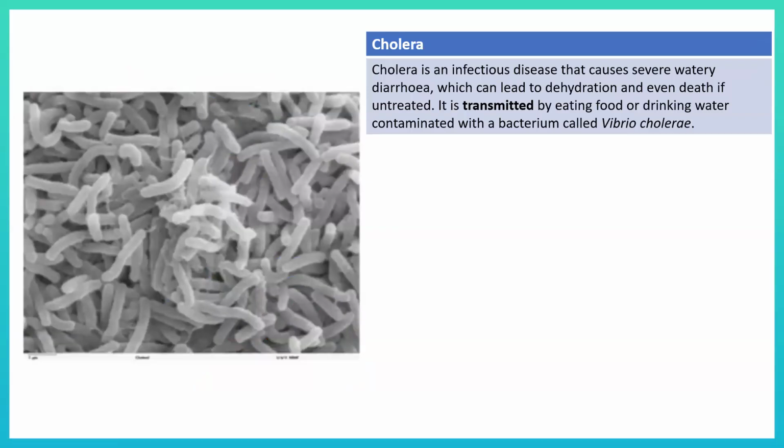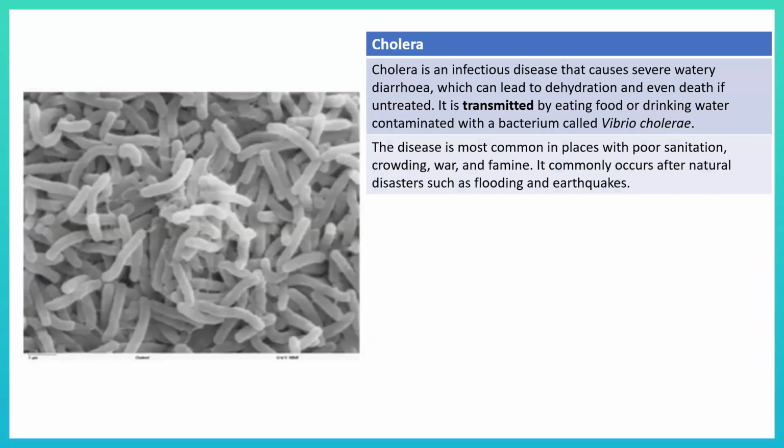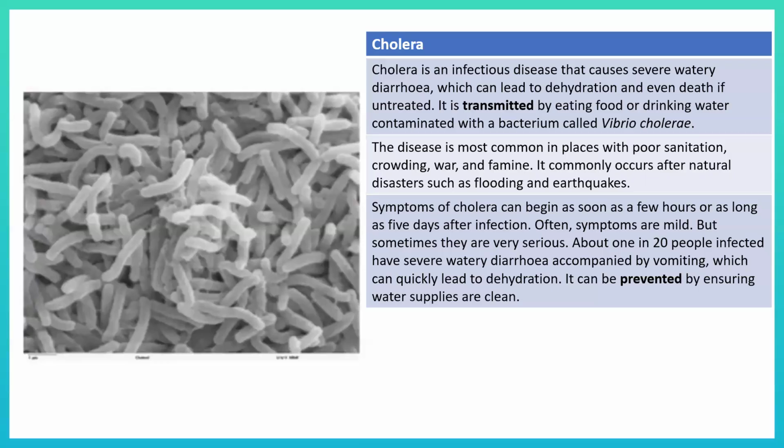So here is a good example. We have cholera. It's an infectious disease which gives you watery diarrhea. It can lead to dehydration and even death if it's untreated. You can get it by eating food or drinking water contaminated with the bacterium. It's really common in places with poor sanitation that are crowded, often because of war or famine. It often occurs after natural disasters such as flooding or earthquakes, when people are living in camps without running water. It's really dangerous for babies and young children.